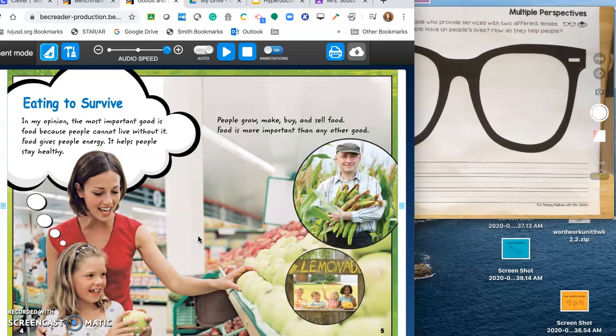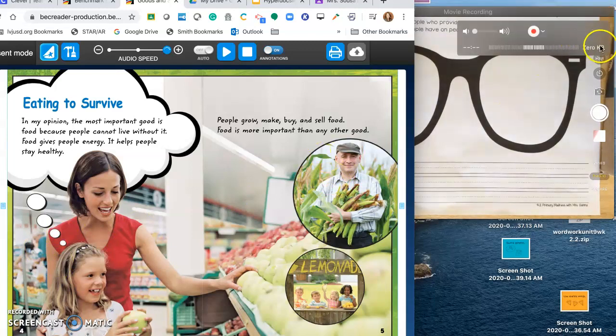So this part of the text is talking about goods, which are food in this example, but it also mentions the people that grow, make, buy, and sell food. And in this picture, I can see that this is a farmer who looks like he's growing some corn. So I want to think about how the farmer in this text and the customer are connected. I see the photo of the farmer and he's growing food. Now I can talk about how the farmer and the buyer are connected. Farmers grow food and other people buy and eat the food. This is how the people in this text are connected.